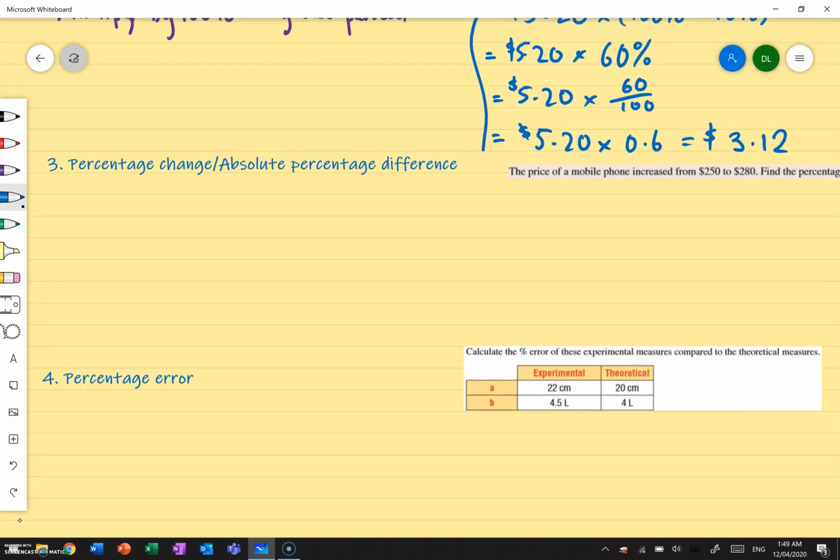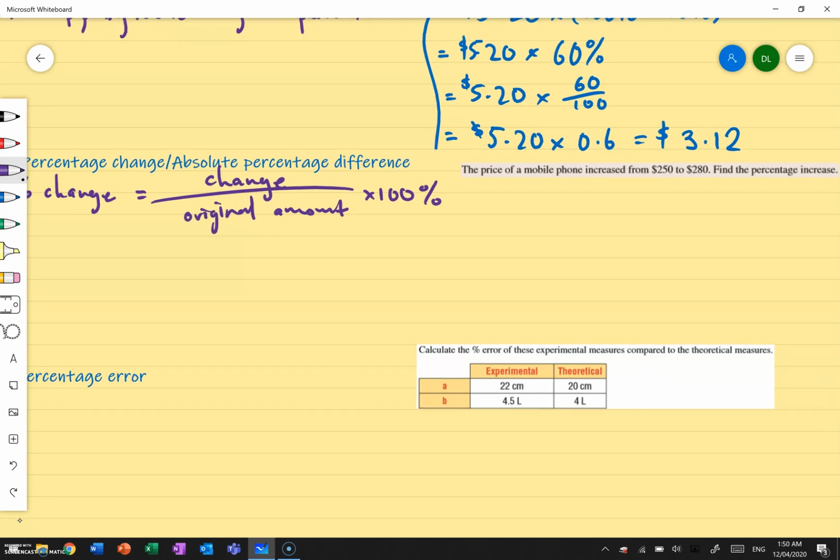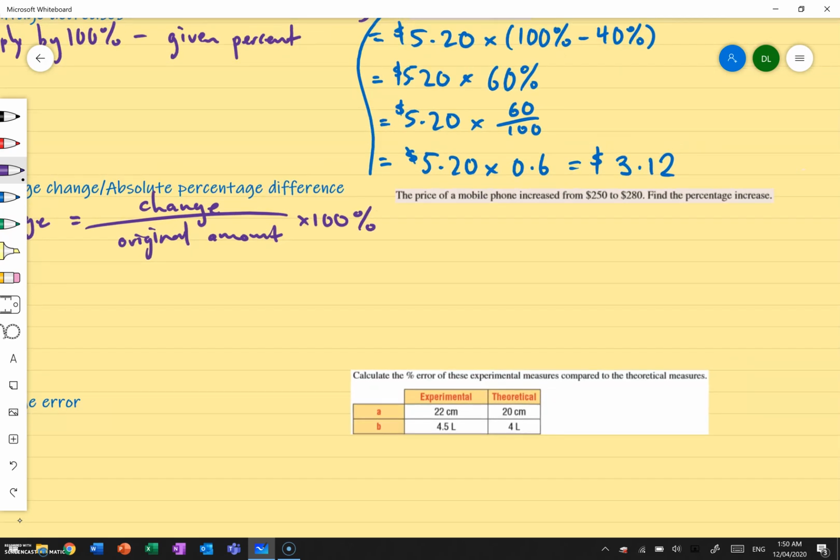Our percentage change or absolute percentage difference are the same thing, it's just a different name. So the formula for our percentage change is: percentage change equals the change divided by the original amount. Awesome. And then we have to times it by 100%. So, it seems a bit confusing. Let's go straight into the example. Hopefully it makes a bit more sense. So, remember this formula. Let's start by looking at this question.